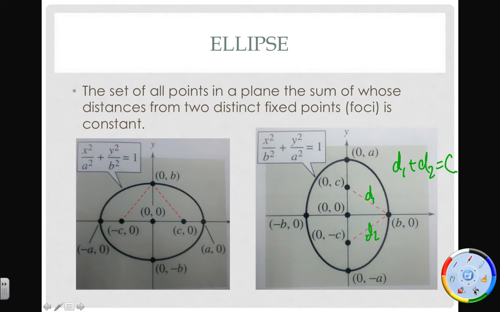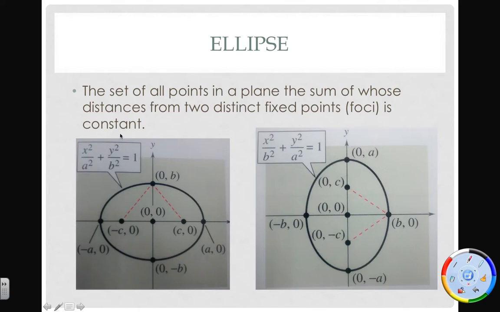Sorry, let's not use c because we're using c elsewhere. Let's use n. And it doesn't matter where I chose this point on the ellipse, that sum will always be the same. So if I chose this point down here, this distance and this distance, the sum would still be this n value, whatever it might be.